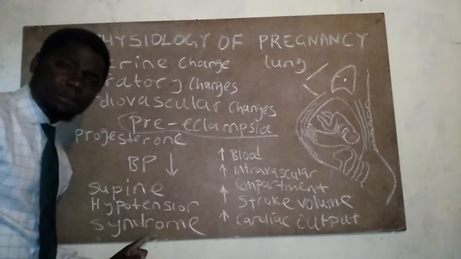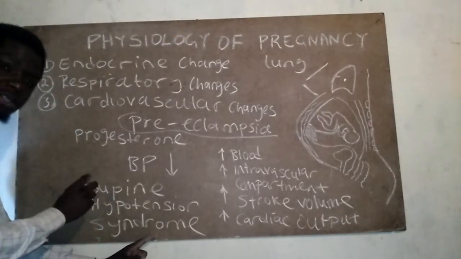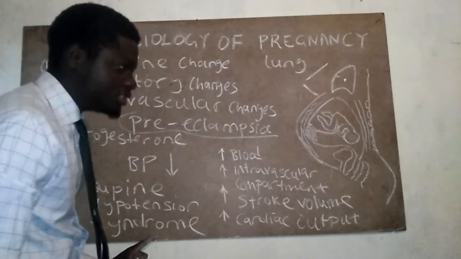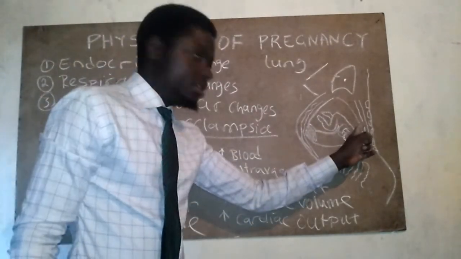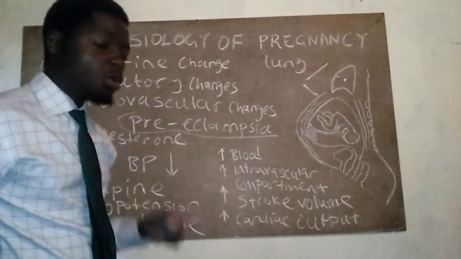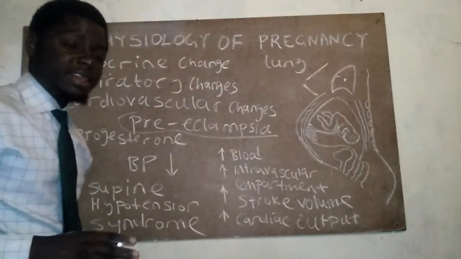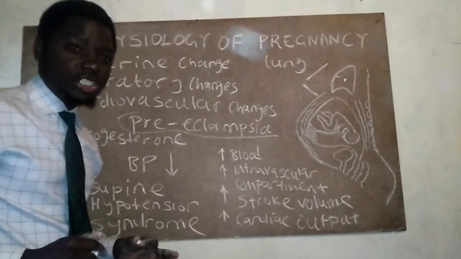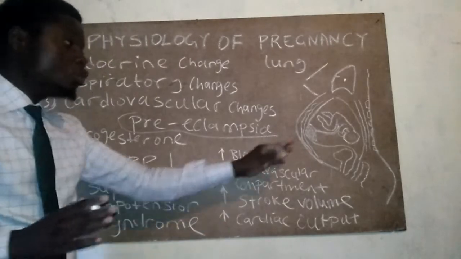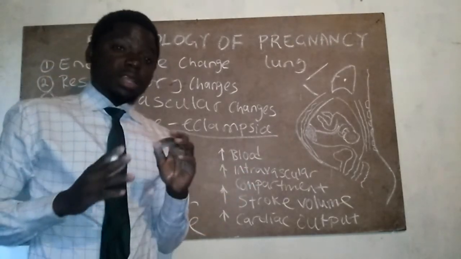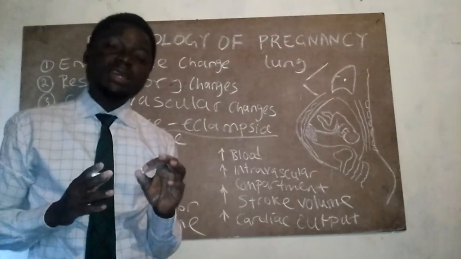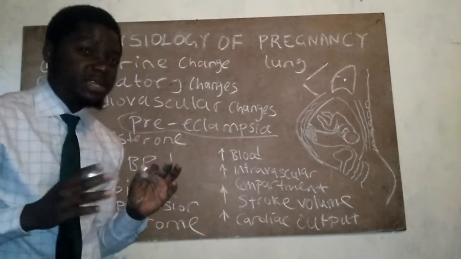Supine hypotension syndrome is as a result of the inferior vena cava being compressed as a result of the mother lying in the supine position. So very, very important that we do not let these pregnant women lie in the supine position. At least if that was to happen, then we are supposed to support that mother with a pillow.